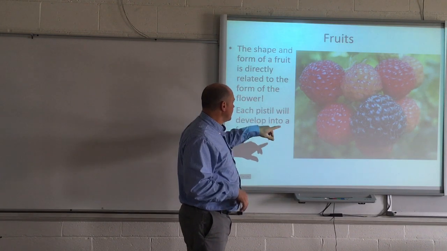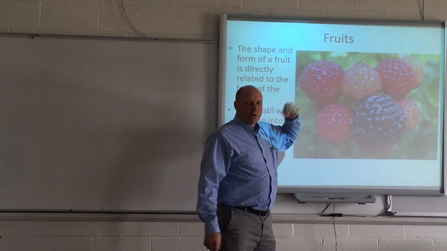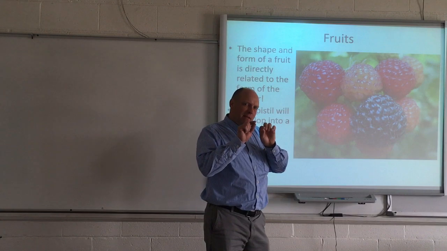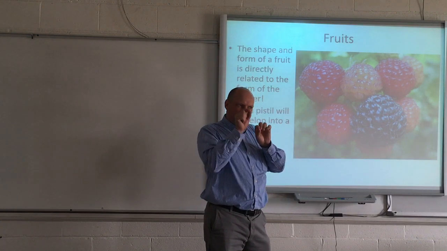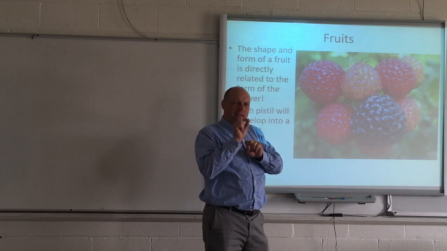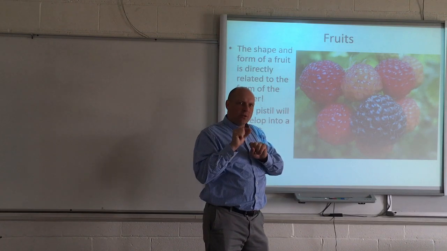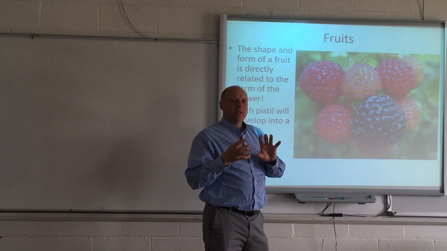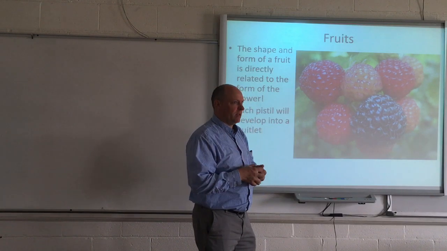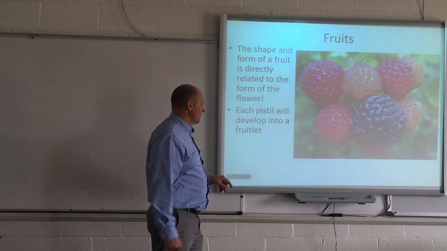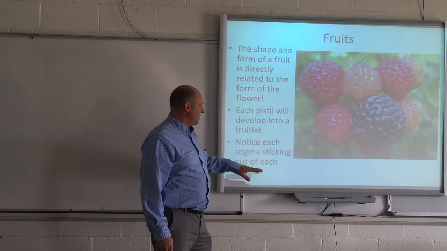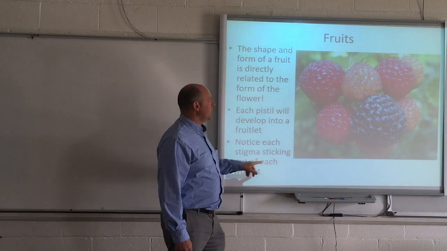And if you notice, and you've probably seen this if you've ever paid attention to a raspberry or blackberry when you ate it, sometimes they have little brown fuzzy strings, almost like little hairs coming out all over. Each one of those is the stigma and the style from that pistil that developed into each little fruitlet. So you can see the stigma sticking out of each little fruitlet.